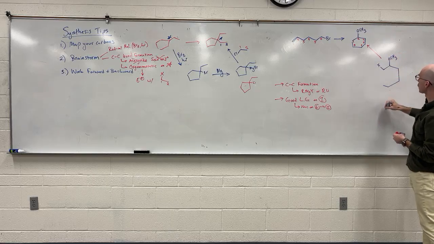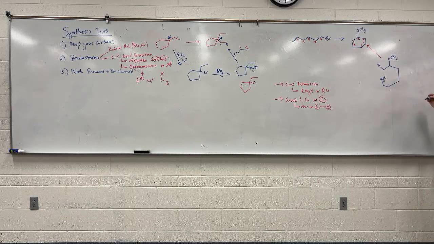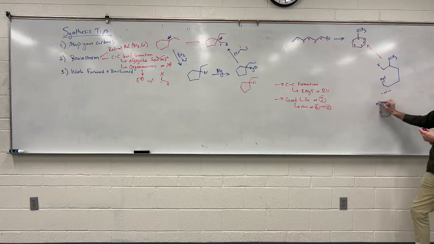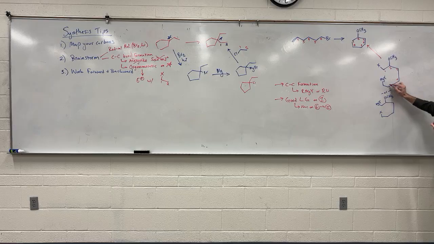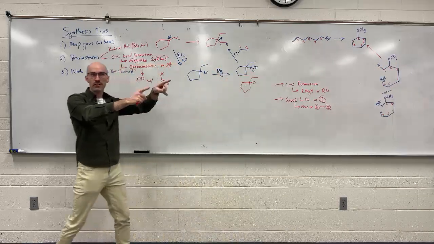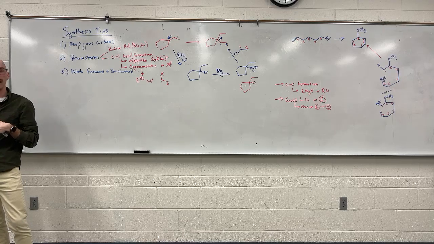I would need to have a good leaving group on carbon 1, and a nucleophile on carbon 6. Although alternatively, because it doesn't really matter which one is the nucleophile, I could switch the position of where my nucleophile is. It wouldn't change the fact that one carbon attacks the other and completes the ring.